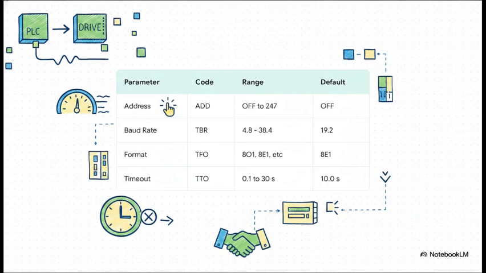And finally, the Modbus timeout, TTO. This tells the drive exactly how long to wait for a master command before throwing a fault. It defaults to 10 seconds. Now, here's the absolutely crucial part. Your drive's baud rate and format must exactly match your PLC's settings, no exceptions. Once they match, your PLC can write a control word to a specific address in the drive's register map. That's what gives it the definitive digital command to start, stop, or change speed.